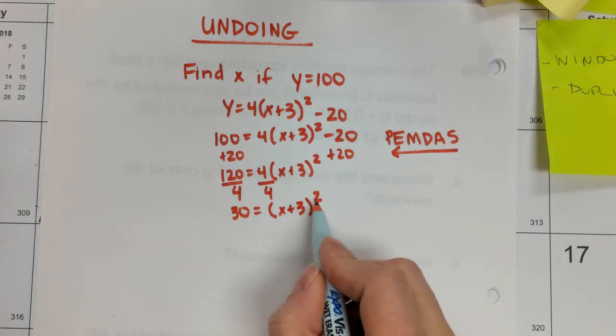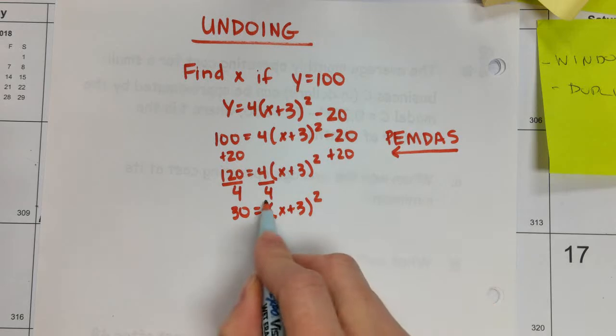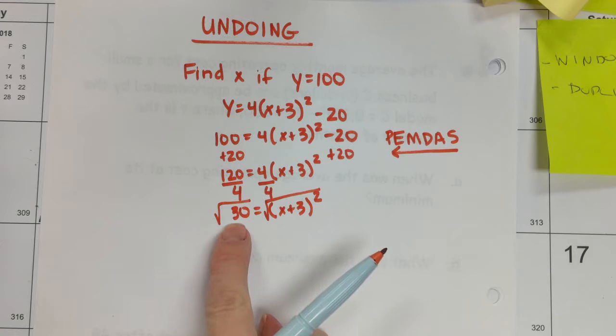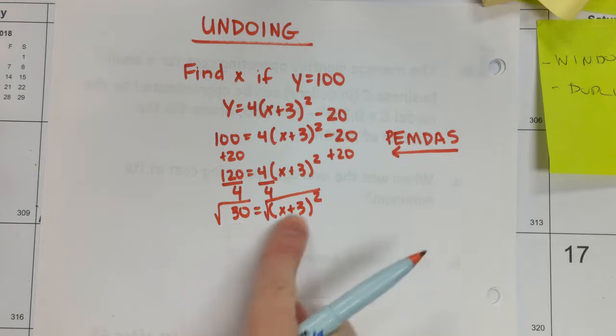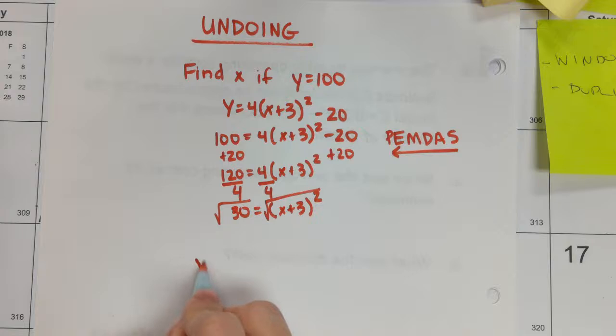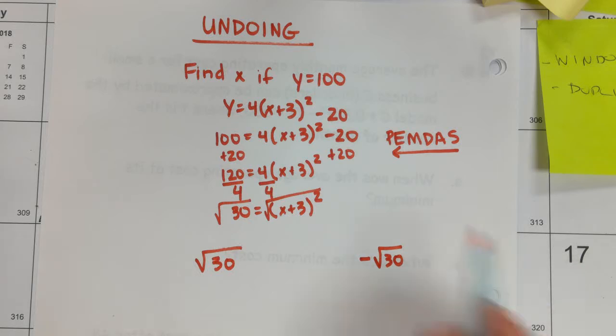Okay, next thing is I have to get rid of this squared because that's my exponent part. So I have to get rid of an exponent by doing square root on both sides. Now if you want to put this in the calculator, that's fine, but most people have just been leaving it, and that's fine with me. The thing you have to remember on this step is you get two answers when you do square root 30. So you get a positive square root 30, and you also get a negative square root 30. You will have to do both.